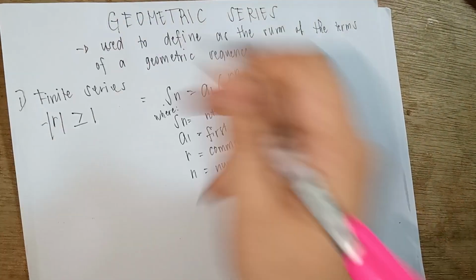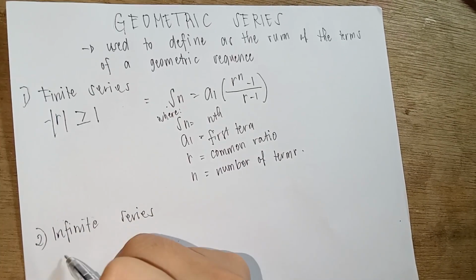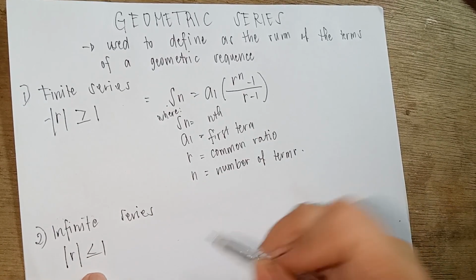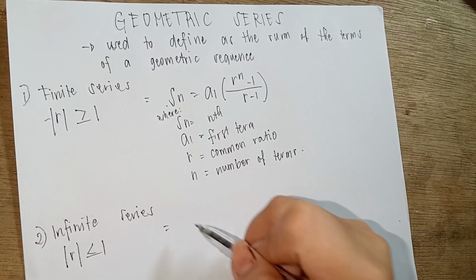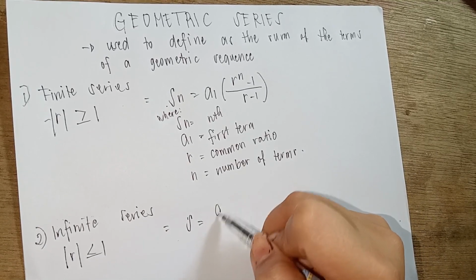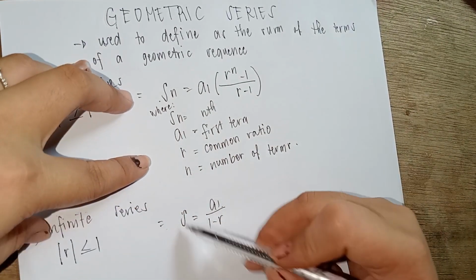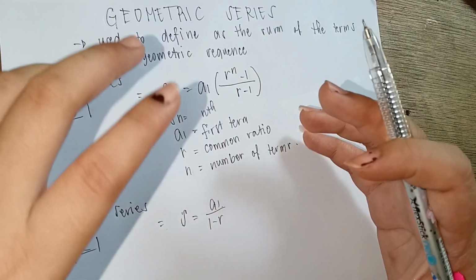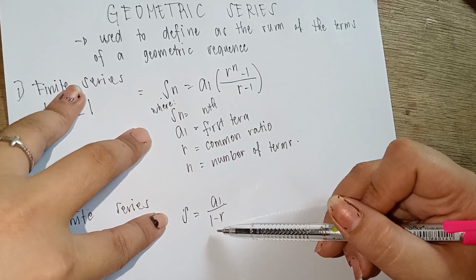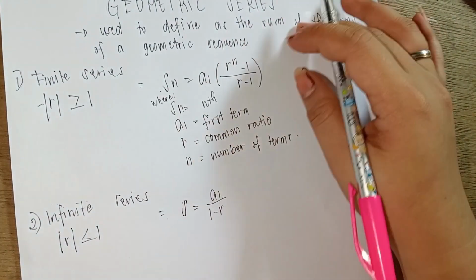Then the second one is the infinite. So pag meron tayong finite, meron din tayong infinite, wherein the absolute value of the common ratio is less than 1. So ano yung formula natin? We have here our formula, S is equal to S1 over 1 minus r, wherein ang ating S1 is the first term, divided by 1 minus r, the common ratio. Ito yung sum nung buong term doon sa hinahanap ng geometric series. So yun yung tatandaan natin sa rule of geometric series.